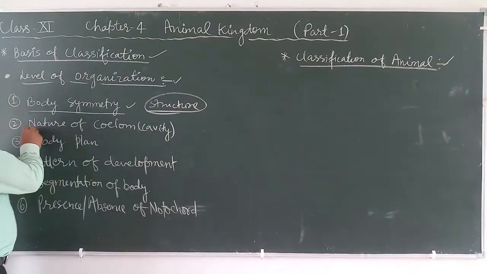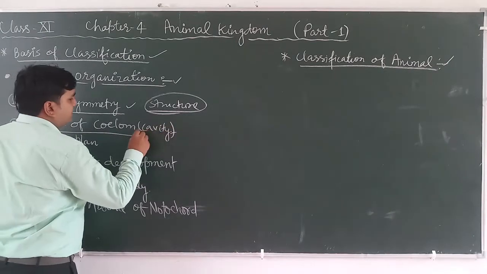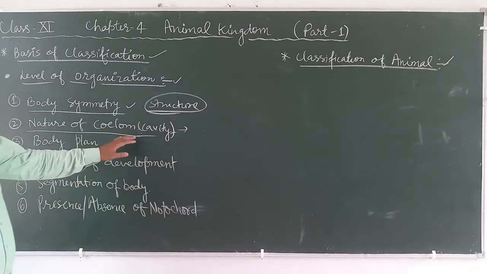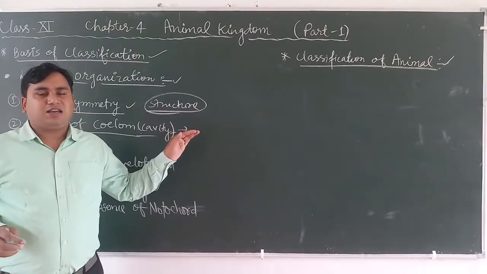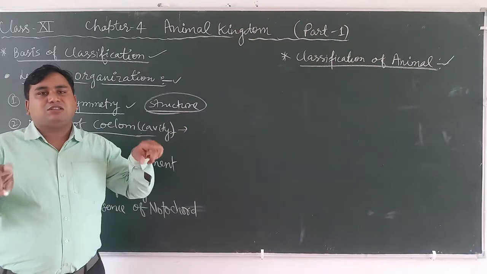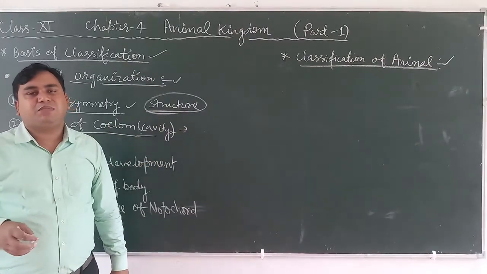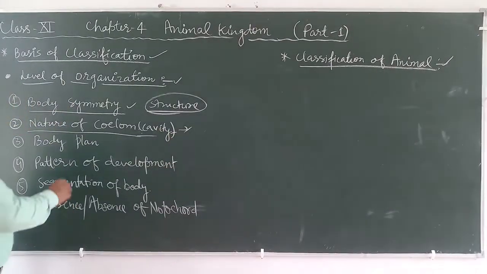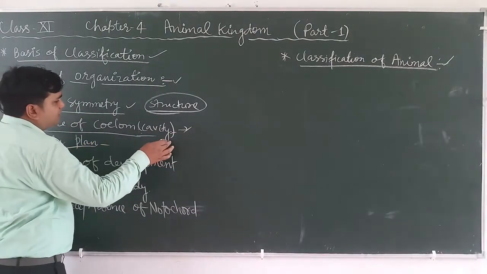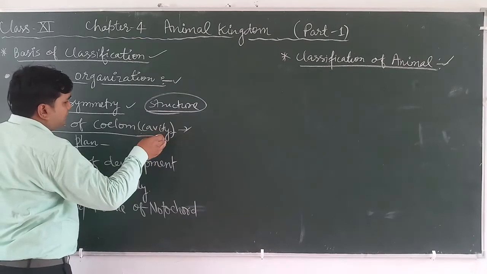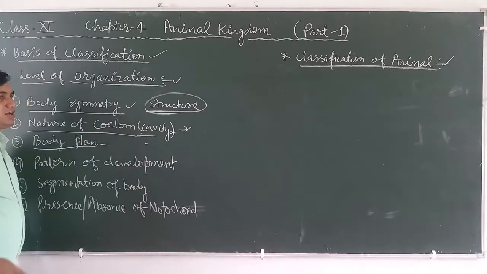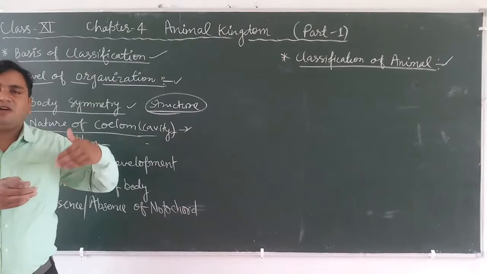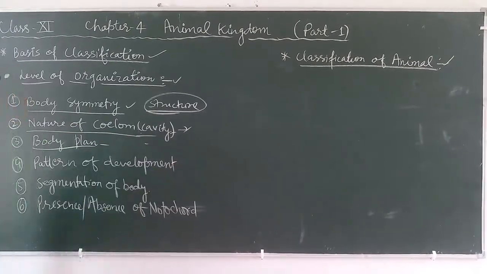Next one is the nature of coelom or cavity. This is the second category. By their coelomic nature, it is needed in the classification. Next one is the body plan. What is the body plan? It is the criteria in which the body plan is given. One by one we will learn in detail in the next topic.